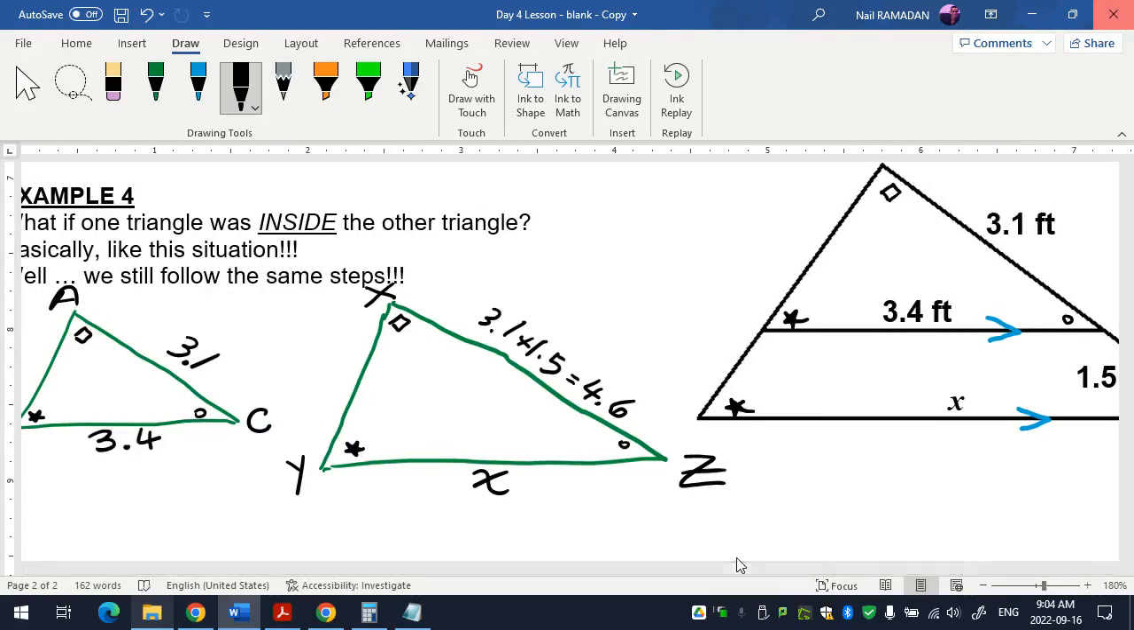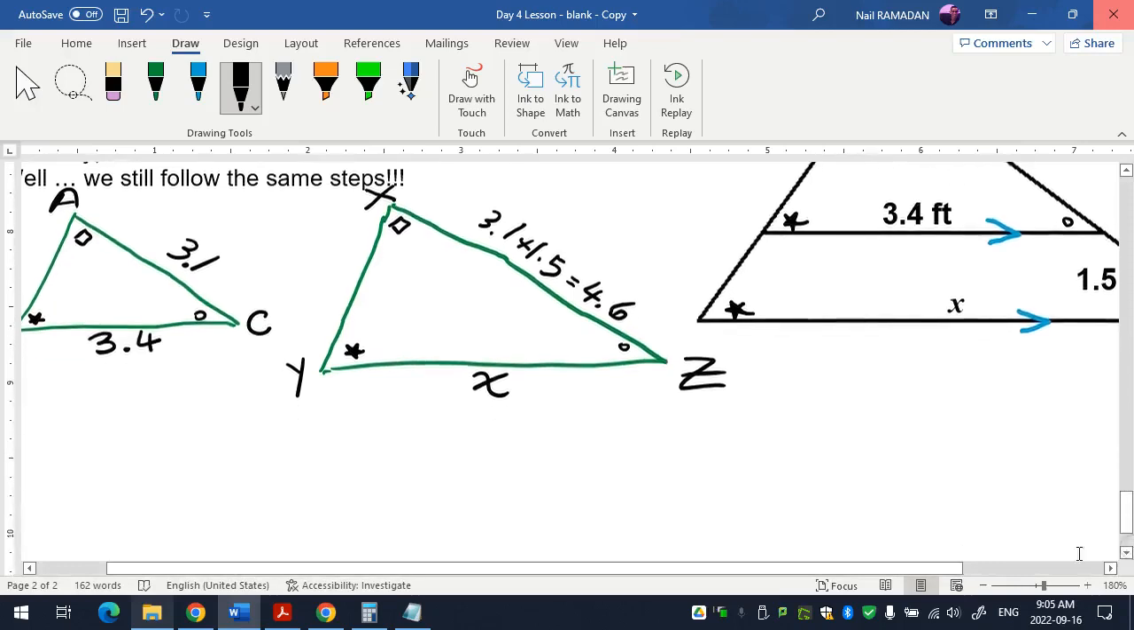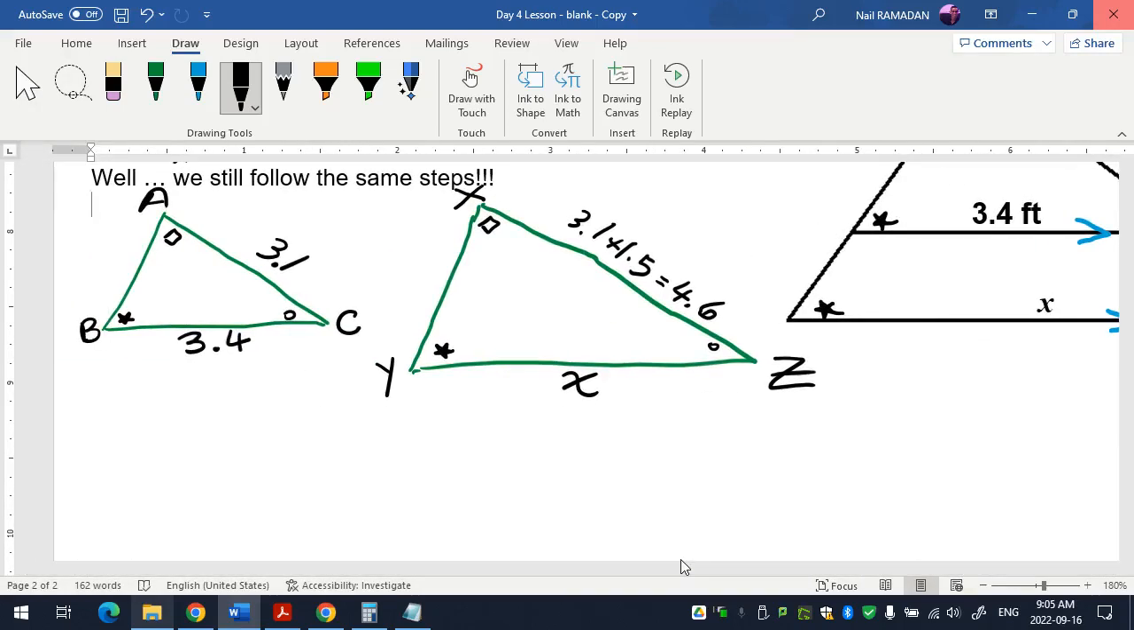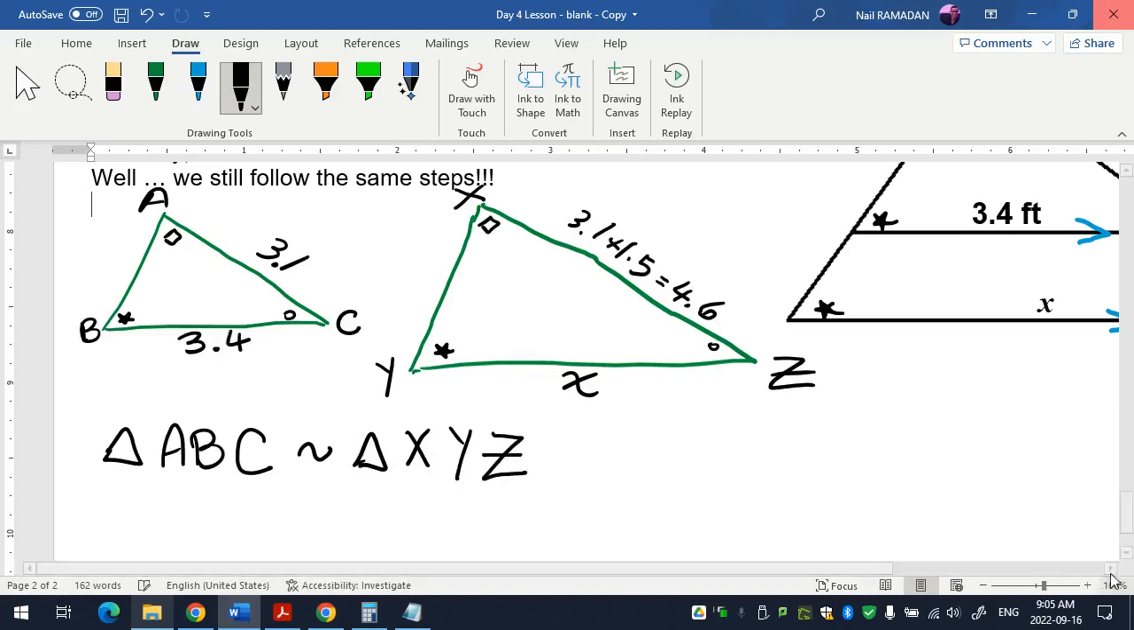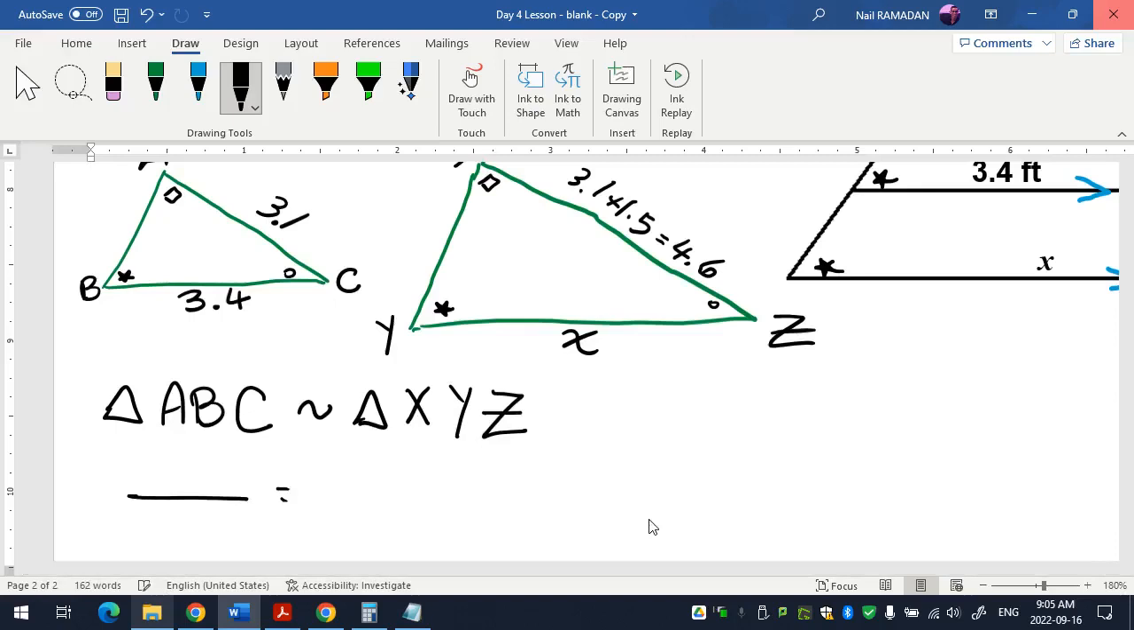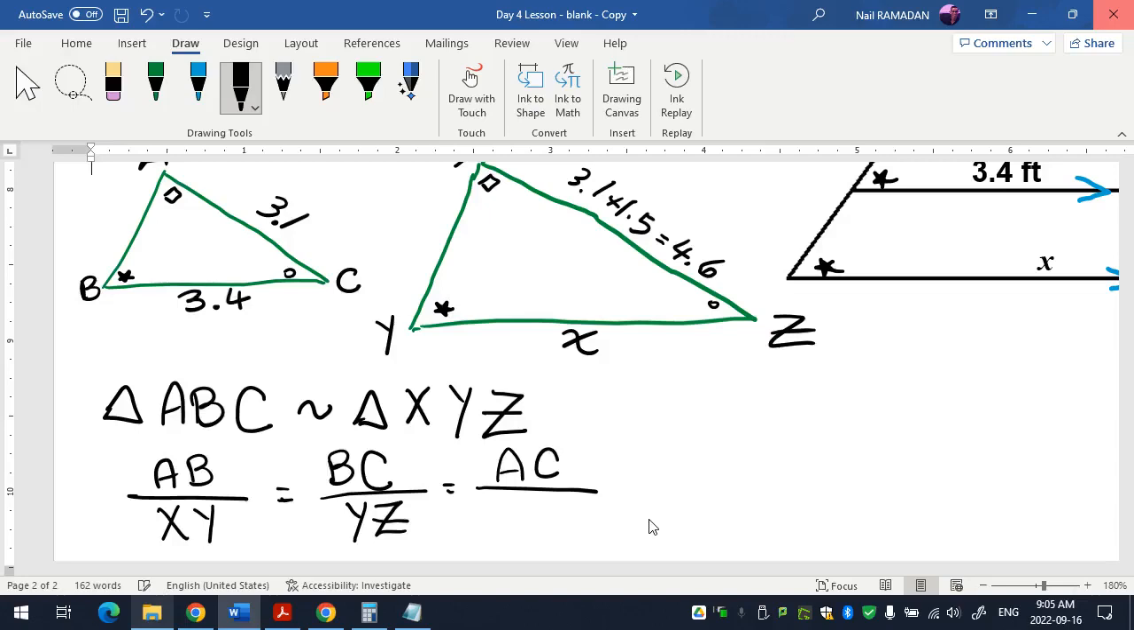Okay, and the rest is what we do every time. So triangle ABC is similar to triangle XYZ. All right, ratios. AB is to XY, BC is to YZ, and AC is to XZ.